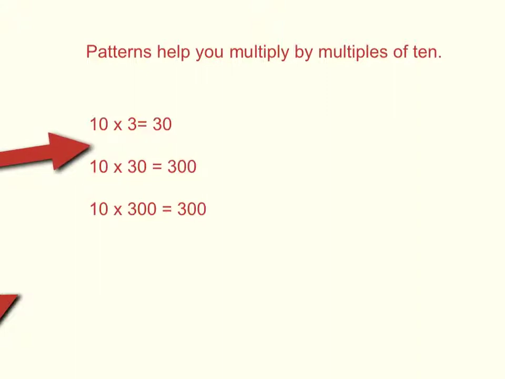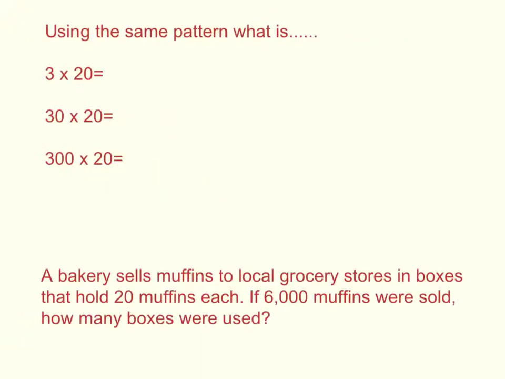So if I had 10 times 3, we have 1 0 for the 10, times 3 is 30. Here in the next problem, we have 10 times 30. We've added a multiple. 30 is a multiple of 10. So therefore, 30 times 10 is 300. Then same pattern we're following. 10 times 300, again, would be, whoops, made a mistake. That should be 3,000. All right? Let's go on to the next slide.